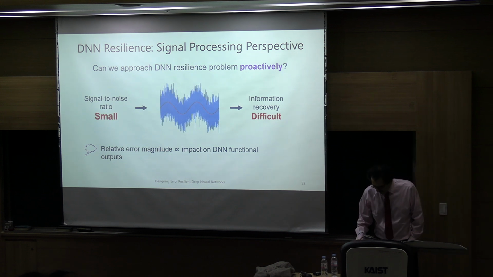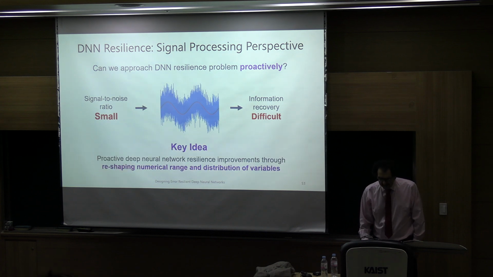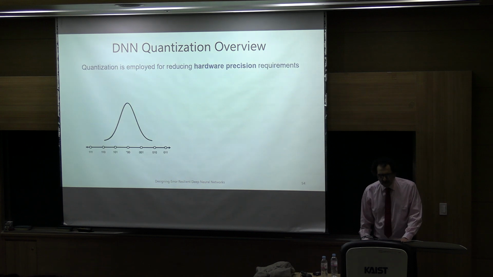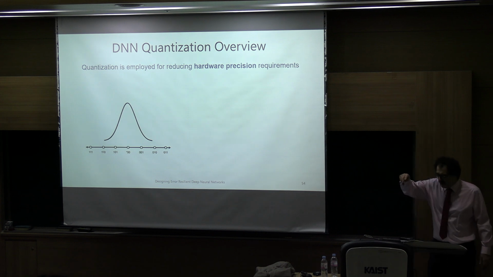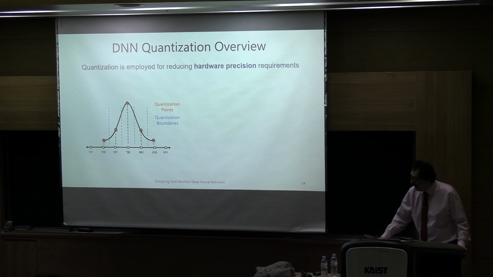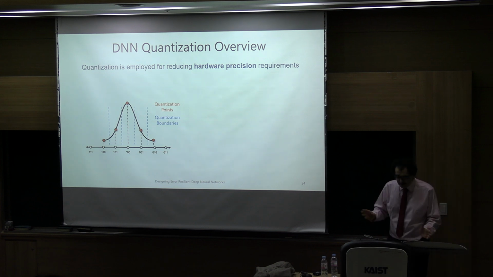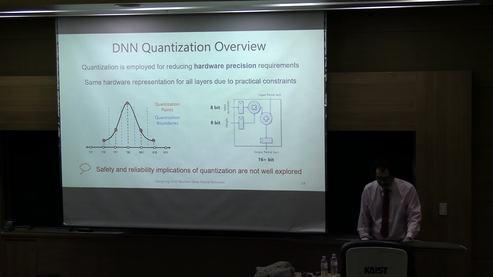So why is this perspective important? Well, take a look into DNN and quantization. Normally we use quantization in order to reduce the hardware precision requirements. So these are the quantization points and boundaries where we cut the system and reduce the numbers.